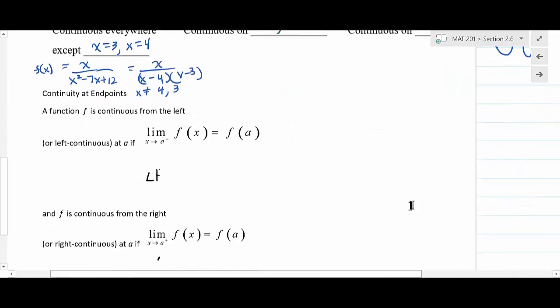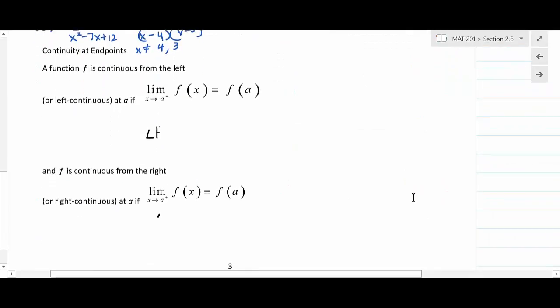Okay. Continuity at endpoints is the next thing I'll talk a little bit about here. We can be continuous from the left. This is kind of a definition of continuity from the left. What we're saying is it's left continuous at a if the left-hand limit, and that's the key, the left-hand limit of the function is equal to the function value at x equals a.